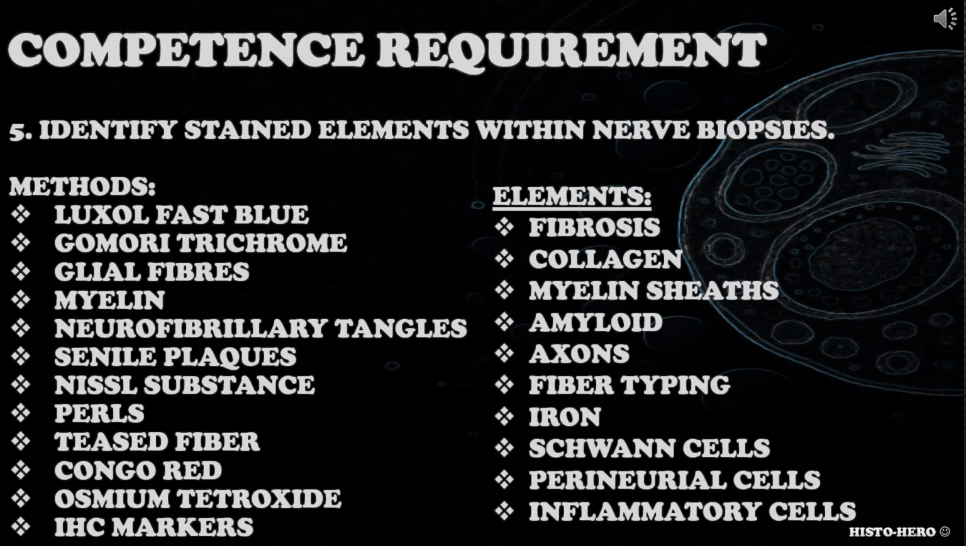The fifth competence requirement is identify stained elements within nerve biopsies. Candidates should be able to identify elements demonstrated in nerve biopsies. Does the candidate identify stained elements within nerve biopsy correctly? Do they correctly interpret stained slides? When addressing this competence requirement, candidate could consider microscopic examination of stained slides, demonstration method used and the target element or nerve structures they highlight like fibers, axons, or Schwann cells, their training and competence.